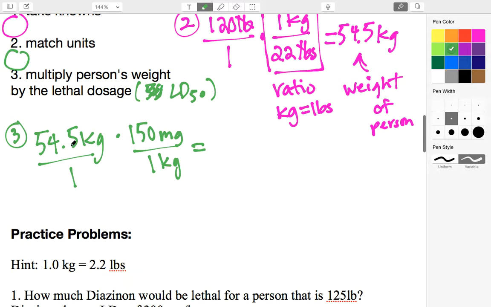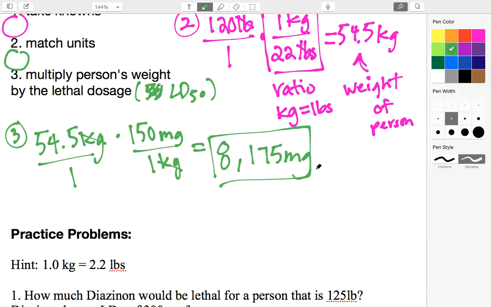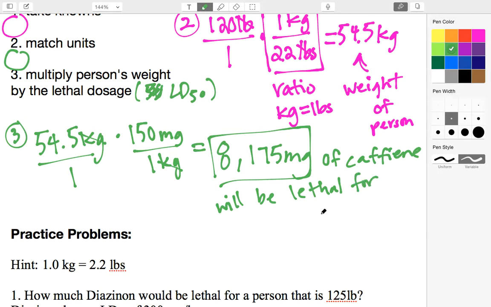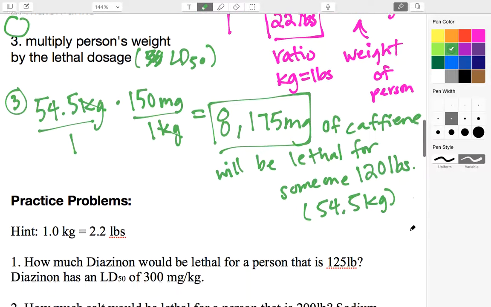If I take these two, 54.5 kilograms multiplied by 150, I'm left with 8,175 milligrams, because my kilograms, or my mass, cancels out. So 8,175 milligrams of caffeine will be lethal for someone that weighs 120 pounds or 54.5 kilograms. They're the same weight, or same mass, just two different units of expressing it.